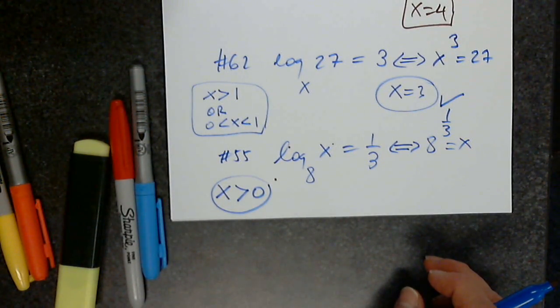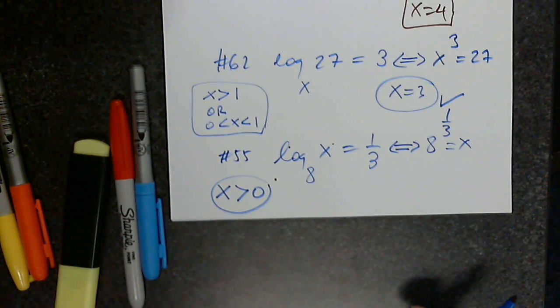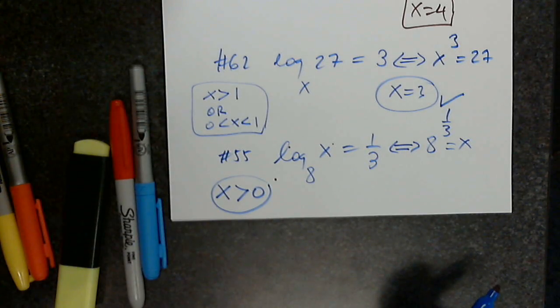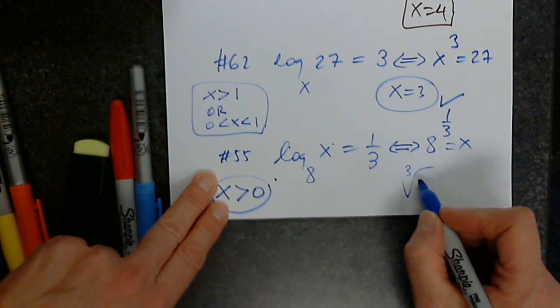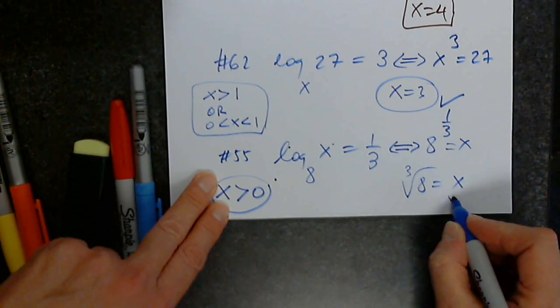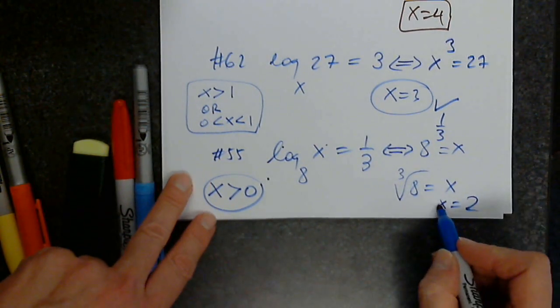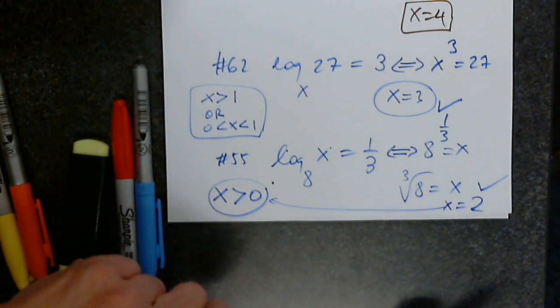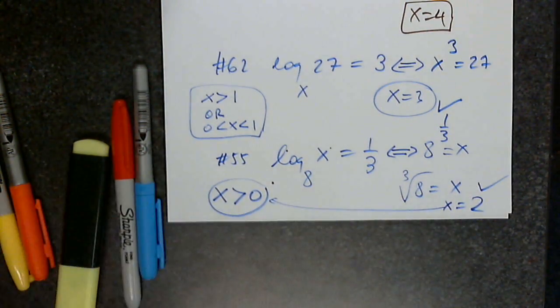Anything that has a power that is a fraction. What does this mean, really? Careful, it's 2 to the third. Not the square root, cube root. Very good, excellent. So the cube root of 8 equals x, and x is 2. Is this a number greater than 0? Yes, acceptable.